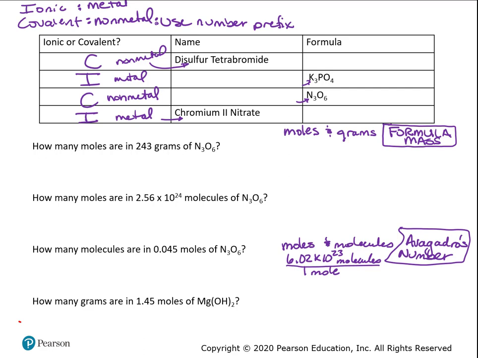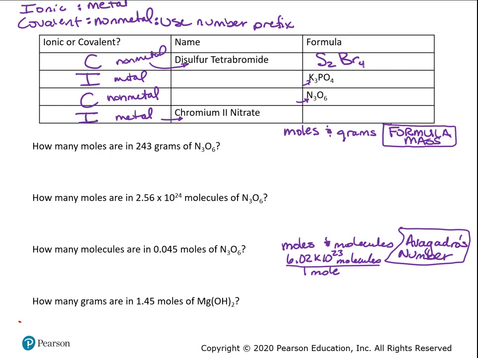So if you see disulfur tetrabromide, how many sulfurs is that? 2. So that's S2. And then how many bromines? 4. So S2Br4. The number prefix tells you how many of each you've got. So di tells you 2 sulfur, tetra tells you 4 bromines.